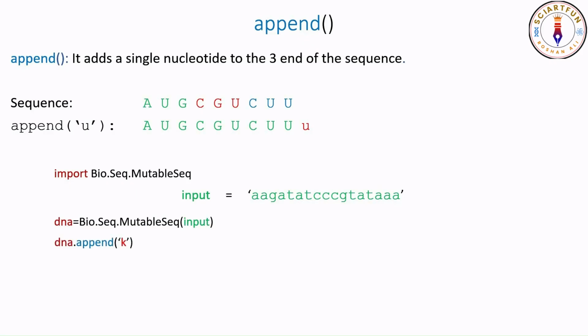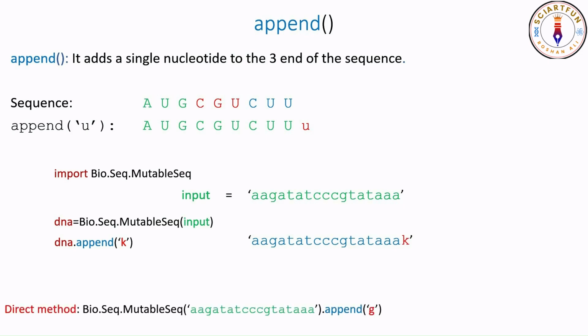Type the object name, that is, DNA.append. Inside parenthesis input the desired nucleotide you want to add at the 3 end of the sequence. Here I type K, suppose. The output sequence will contain K at the end now. Here is the direct method. By using the append method you can only add a single nucleotide at the end.